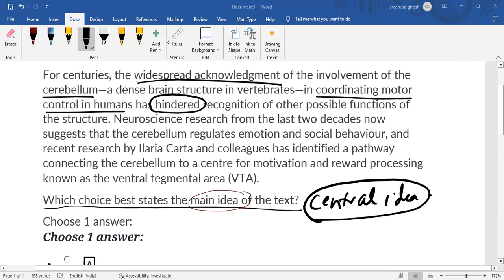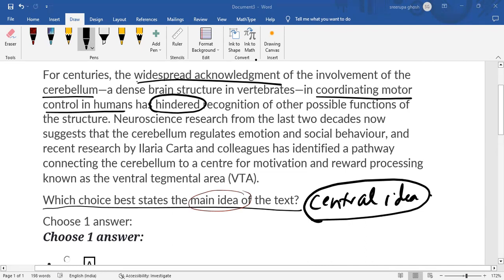Now there is a widely accepted belief. And what is that widely accepted belief? It is the use of the cerebellum in coordinating motor control in humans. Which means that the first sentence says that the cerebellum has the primary function of coordinating motor control in humans, right?